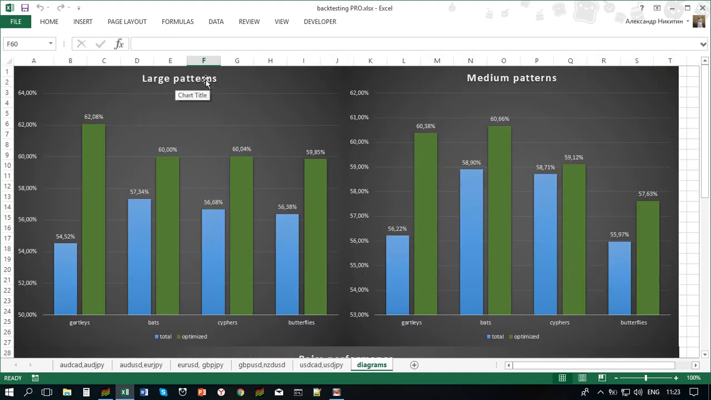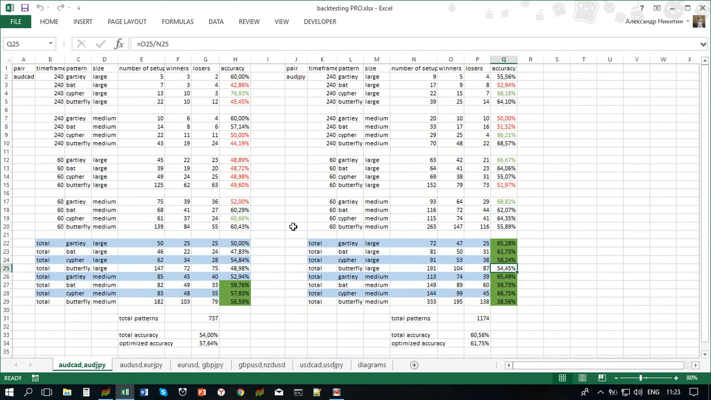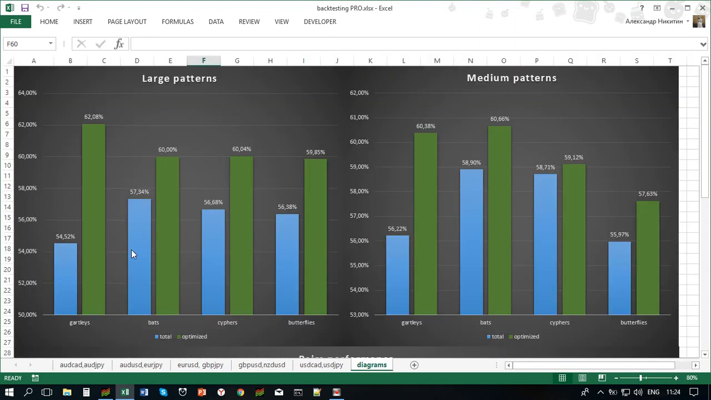What if you only trade large patterns? You see, if you trade them on all pairs, you have 54% accurate. If you trade large patterns on some pairs that are performing best, that are performing more than 55, you can reach up to 62. Great improvement. You see this?